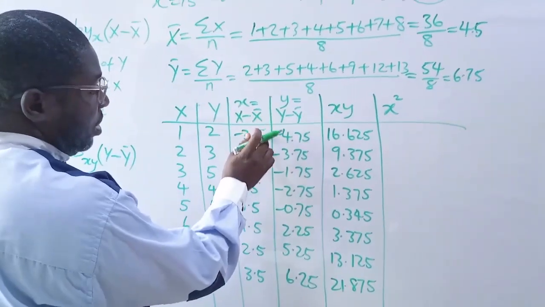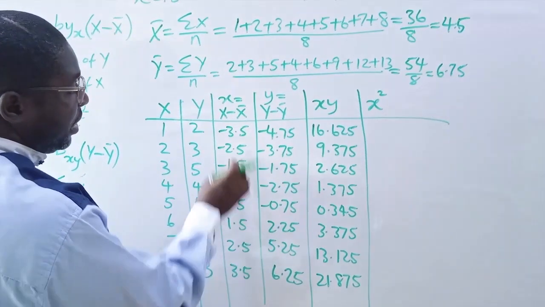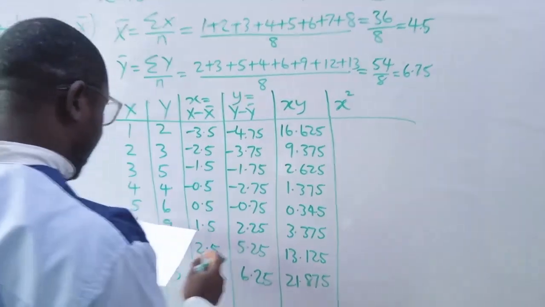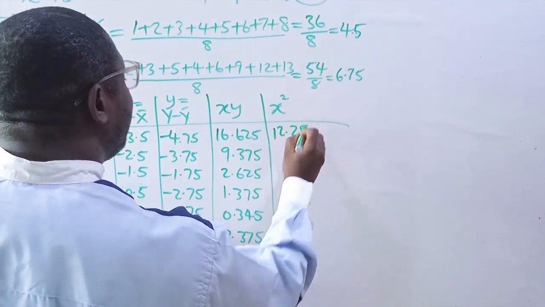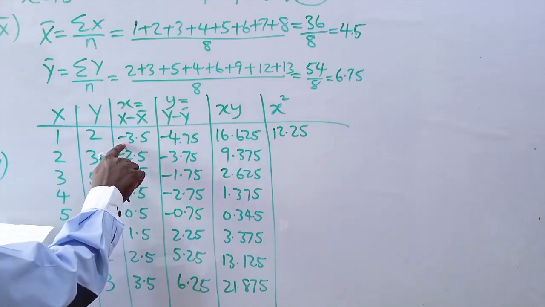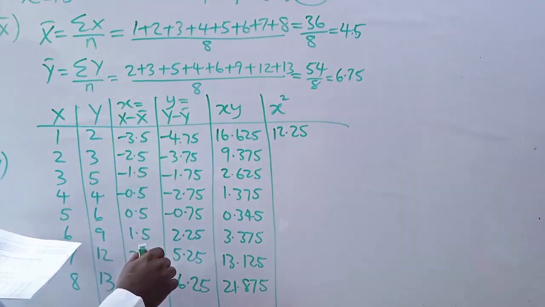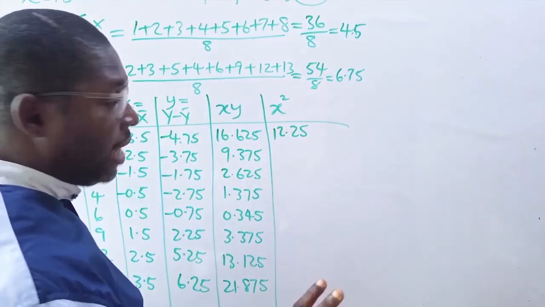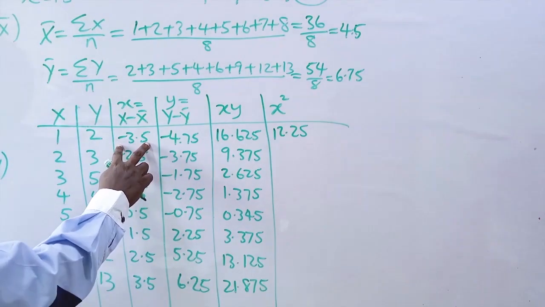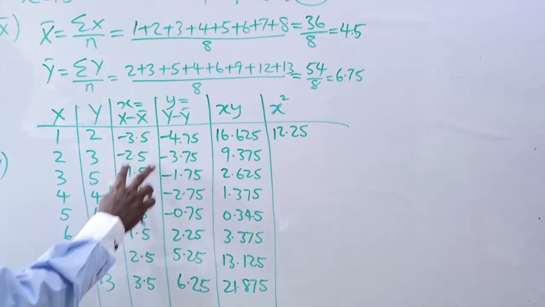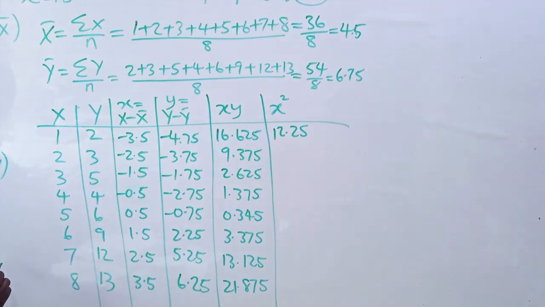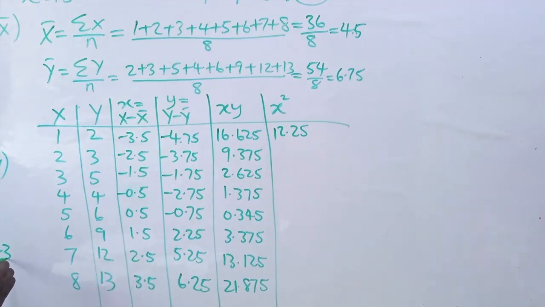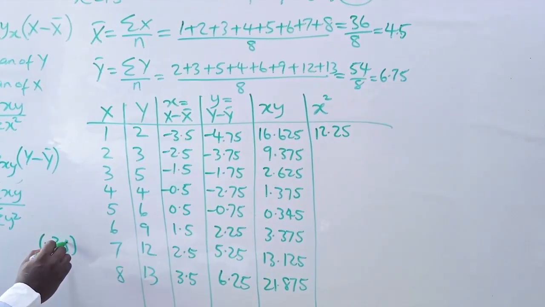So x squared is the square of our x values. The square of our x values will give us 12.25, that is minus 3.5 squared. Remember, in your calculator, to get these values that have negative, what you do is to put your minus 3.5 in a bracket.